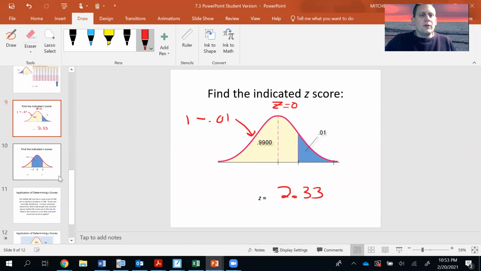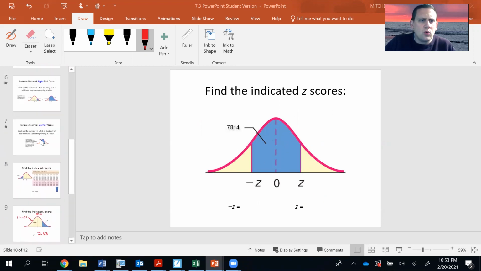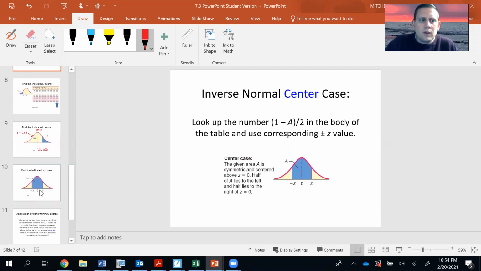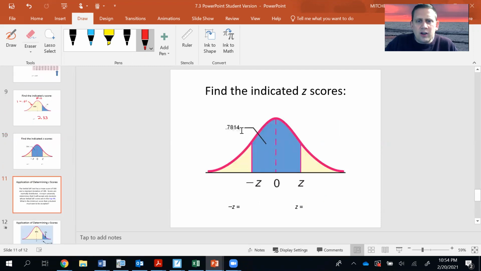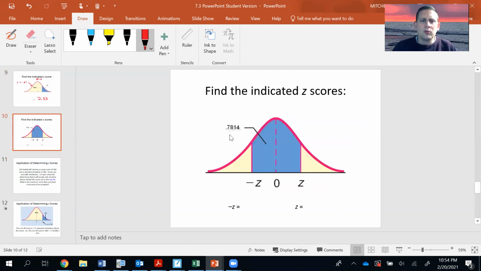Okay, so now we need to find our standardized value with a probability of 0.7814 in the middle. Okay, so going back to our rule, here's the rule for the center. So you're going to take 1 minus the area, and then you're going to divide it by 2. Really what you're doing, you're trying to find the area in the tails. Okay, so let's take a look at this. I have an area of 0.7814. So we have to do 1 minus that. Okay, so when we do that, what do we get?